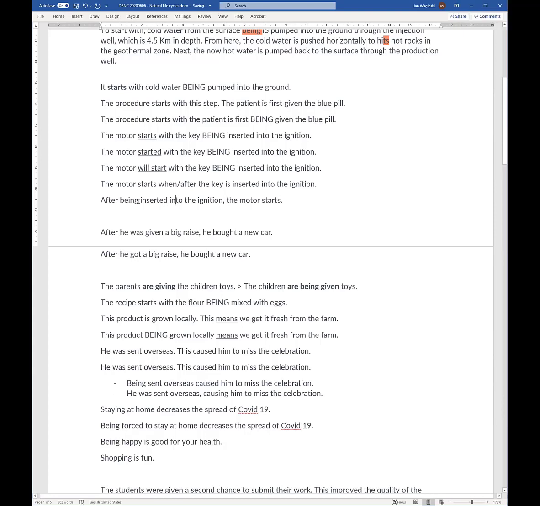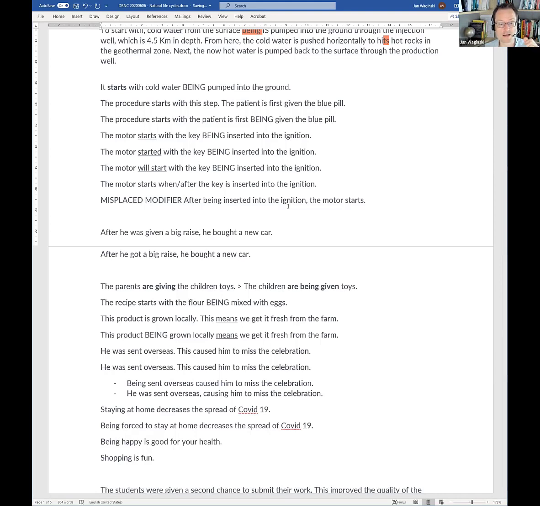Here, the subject of the two clauses is different. Exactly. So it has to be the key in the first part. Now we know. Can we say the motor starts while the key is inserted into the ignition? It's not a continuous process, right? "While" refers to a continuous process. A common example I give is I don't answer the phone while I'm eating dinner. It's a continuous process with an interruption.